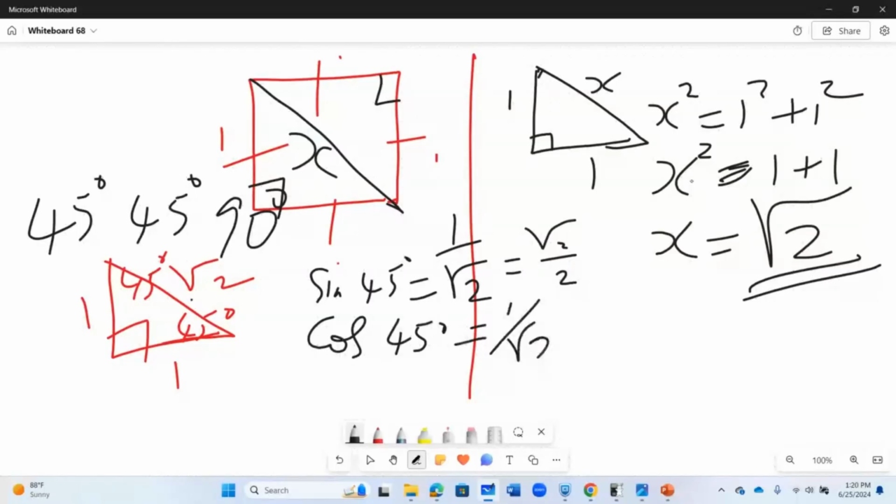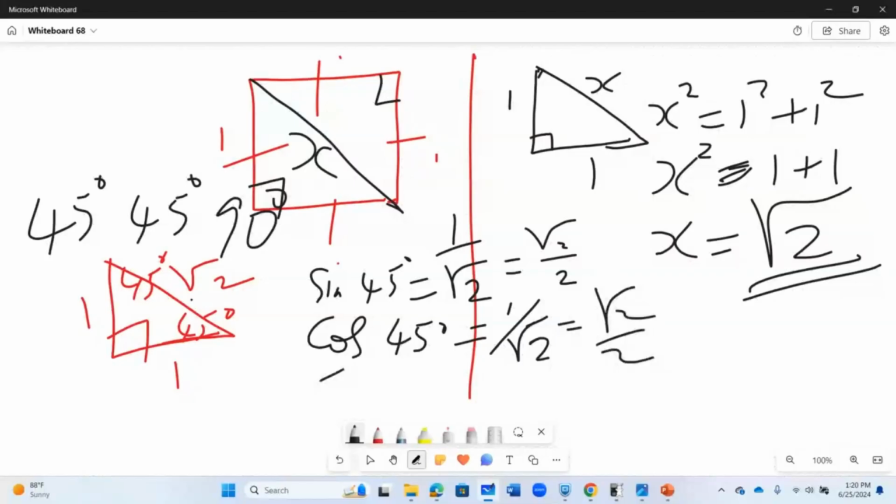So sine 45, cosine 45, you need to remember that. The ratios for sine and cosine are equal. Also, the ratios for cosecant and secant are equal. All right, so this is the same, root 2 over 2.